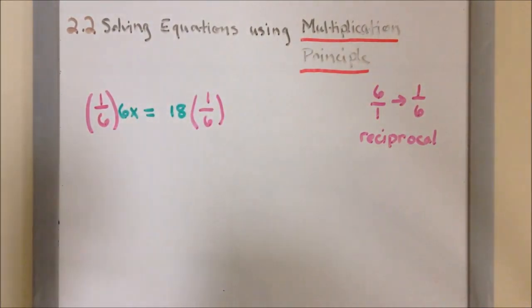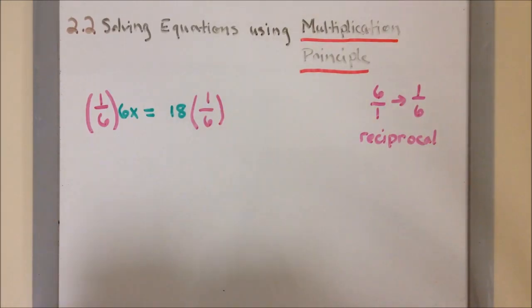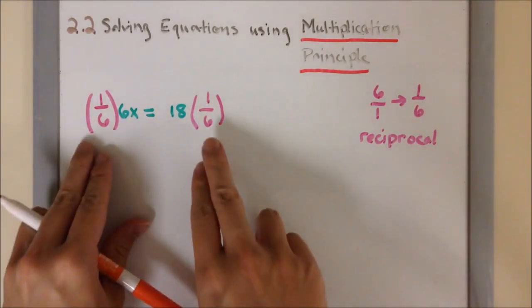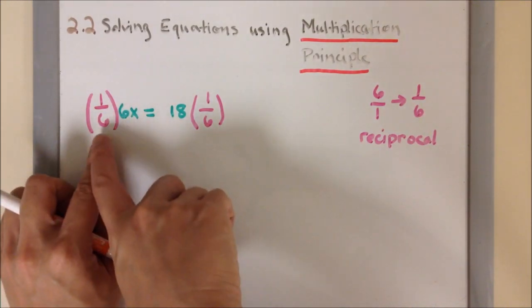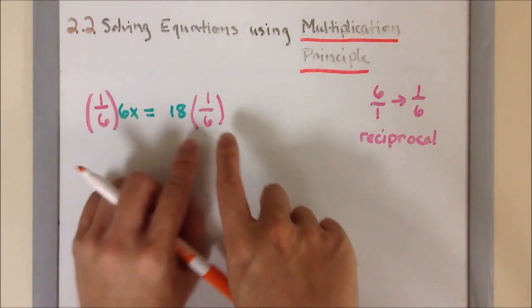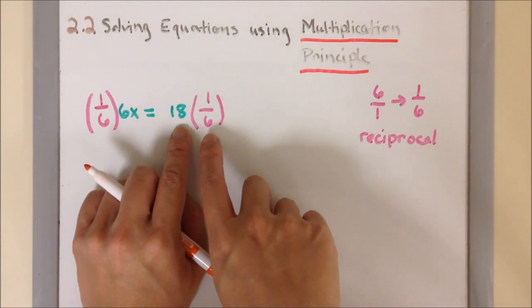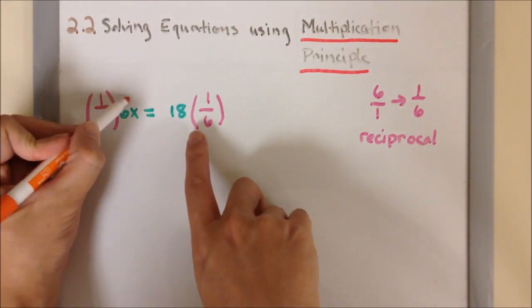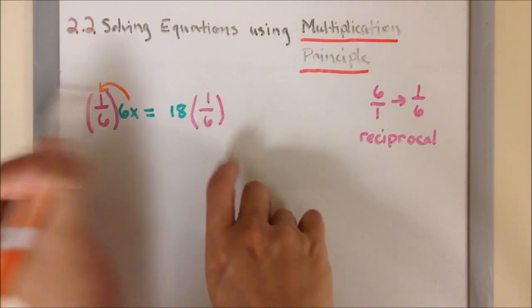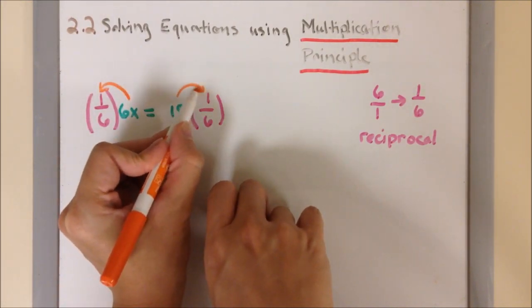Now remember, from chapter 1, when we're multiplying with fractions and whole numbers, regardless of where the fraction is, whether fraction on the left and whole number on the right side, or whole number on the left and fraction on the right side, we're simply going to multiply the whole number to the numerator only.